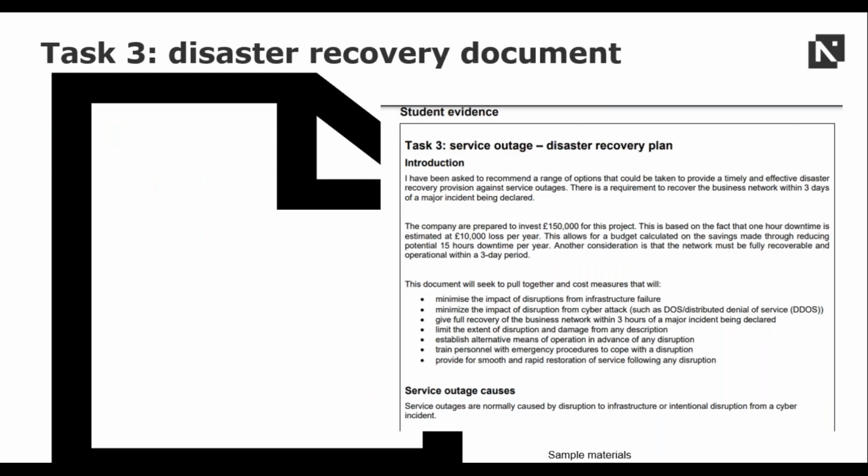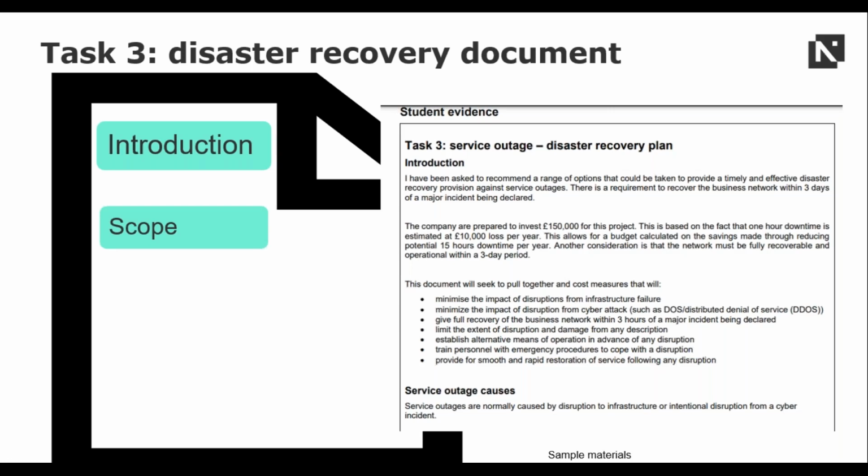Students should take a logical approach when documenting the evidence. Now, it's always good practice to start with an introduction where students should go back over the information given in the task instructions and in the brief and the supporting documentation, followed by the document scope, in which they can list objectives that the document will hope to achieve.